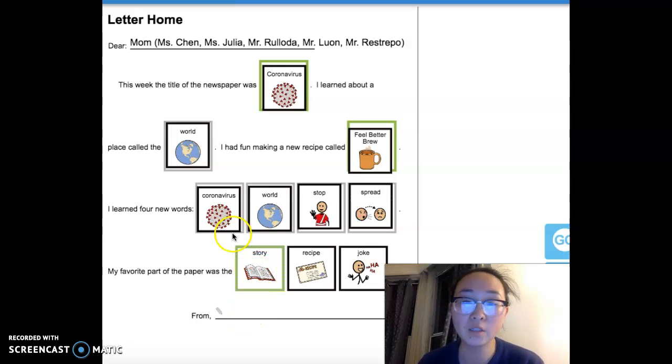Story. Okay, so let's read it one more time. Dear Mom, or Miss Chen, Miss Julia, Mr. Willota, Mr. Luan, Mr. Trippo, or everyone, or just one of us. This week, the title of the newspaper was Coronavirus. I learned about a place called The World. I had fun making a new recipe called Feel Better Brew. I learned 4 new words: coronavirus, world, stop, and spread. My favorite part of the paper was the story.